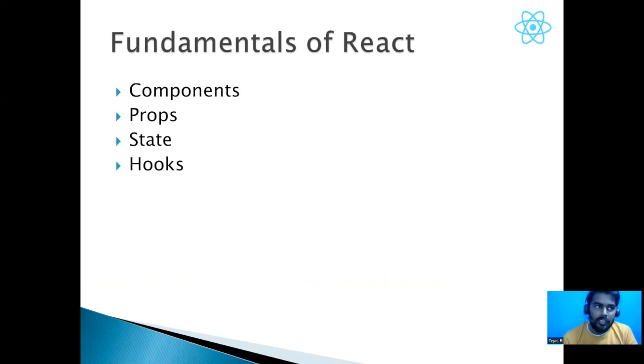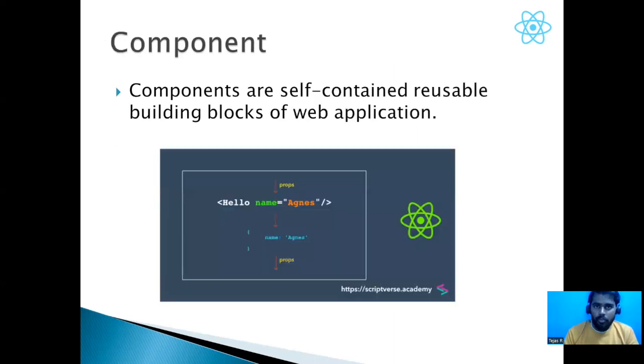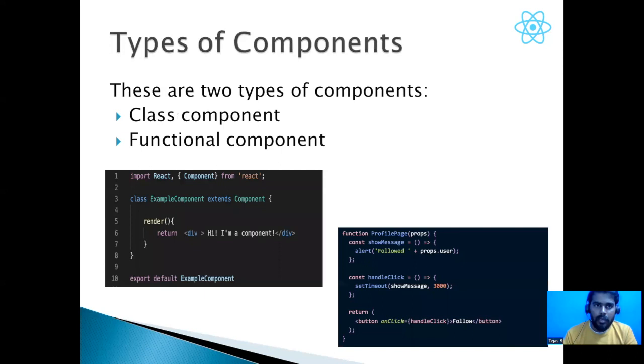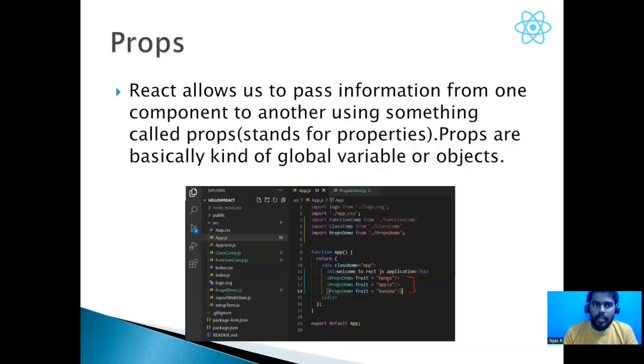Inside these components there are something called props. Props are nothing but properties, and states are nothing but the dynamic state of a particular entity inside the component itself, and these props and states can be handled using hooks. So this is the component, and there are two types of components: class components and functional components. We will mainly be using functional components, and these are the properties I was talking about, which can be passed from one component to other components.